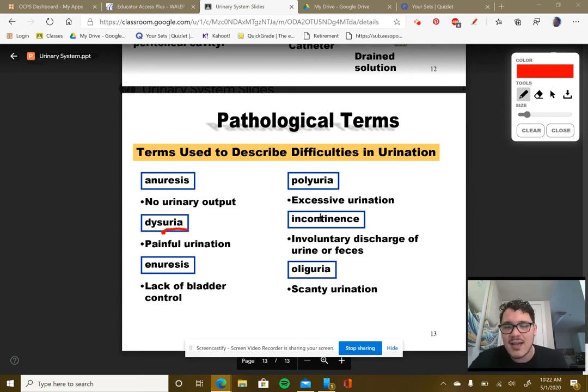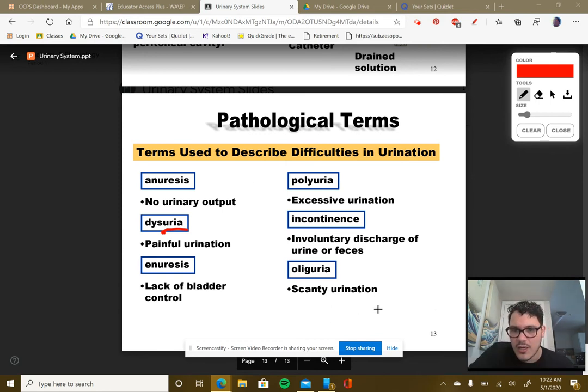And then finally, incontinence and oliguria. Incontinence is going to be involuntary discharge of urine or feces. So obviously this could be digestive as well as far as a problem here. But this is typically a situation where the sphincter muscles are not strong enough. They've weakened, so they're not containing the urine appropriately, so some of it starts to leak. So that could obviously be an issue.